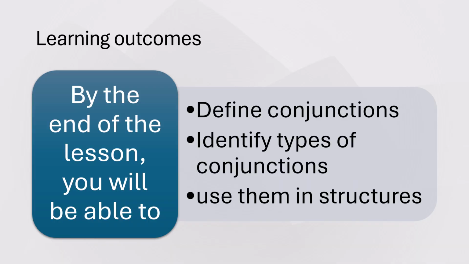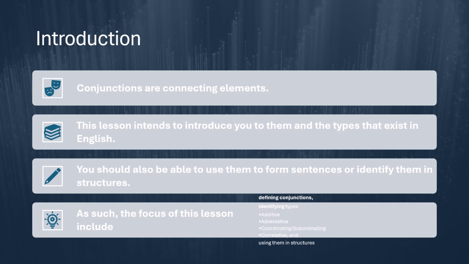So what are we expected to be able to do by the end of this lesson? We expect to be able to define conjunctions, identify types of conjunction, and also use them in structures. Now, conjunctions are connecting elements. I mentioned that, I think, in my previous video on coordination.